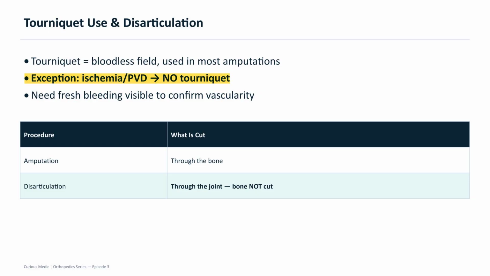Do not use a tourniquet when the indication for amputation is ischemia or peripheral vascular disease. In those cases, you need to see fresh, healthy bleeding at the level of amputation to confirm that the tissue there has adequate blood supply. A tourniquet would mask that completely, and you might end up cutting at a level where the tissue is also ischemic and will not heal.